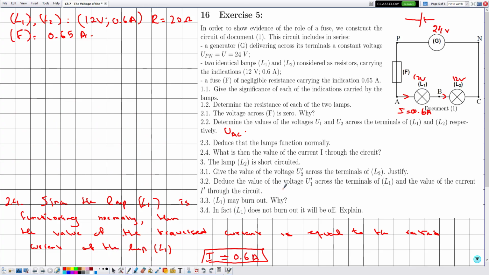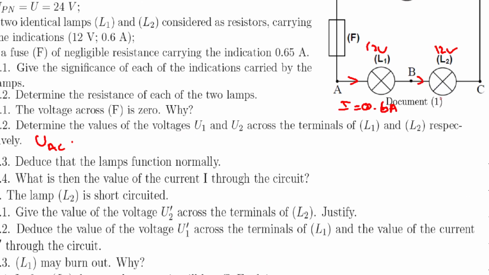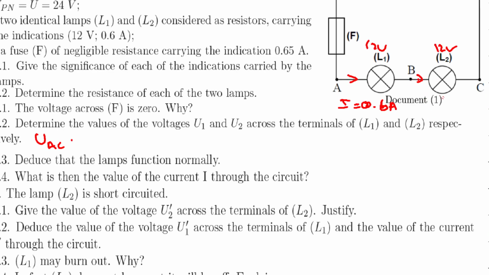Now in number 3 they are telling me the lamp L2 is short circuited. By short circuiting the lamp, it means that its voltage will be 0, because we know that whenever an electric component is short circuited, then its voltage is 0. What is meant by short circuited? As if we have replaced L2 by a connecting wire. But short circuited means that we have connected across the terminals of the lamp L2 a connecting wire like this.